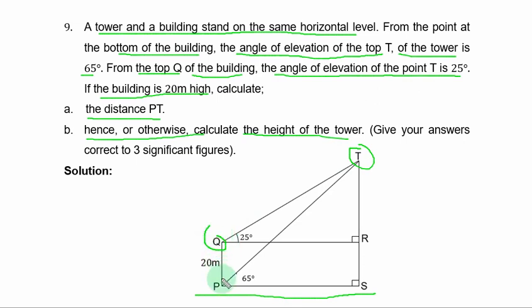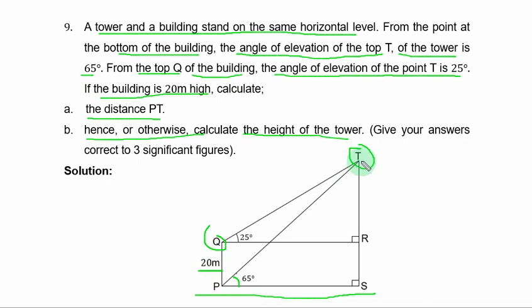So from the bottom of the building to the top of the tower, the angle of elevation is 65 degrees. From the top of the building to the top of the tower, the angle of elevation is 25 degrees. The height of the building is 20 meters. We have to find the distance PT.